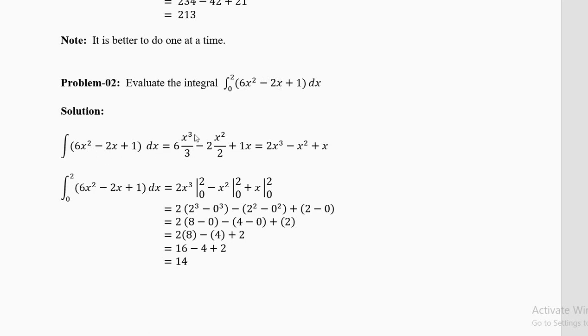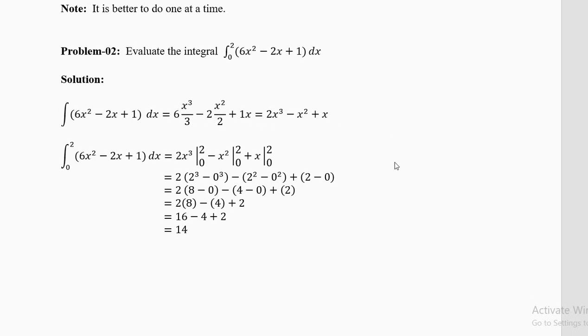Integration of x² is x³ over 3. Integration of x is x² over 2. Integration of 1 is x. 6x³ over 3 is 2x³. x² over 2 into 2 on the left is minus x². There is a minus here. Just remember 1x, we do not write the 1, we just write the x.